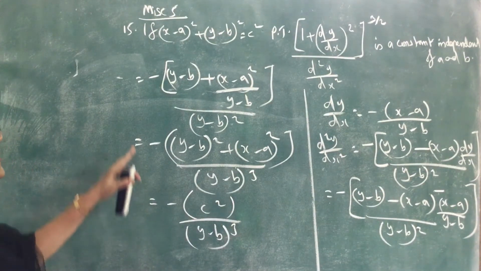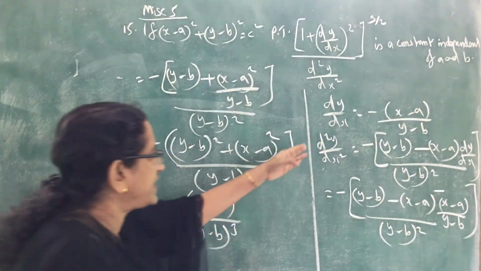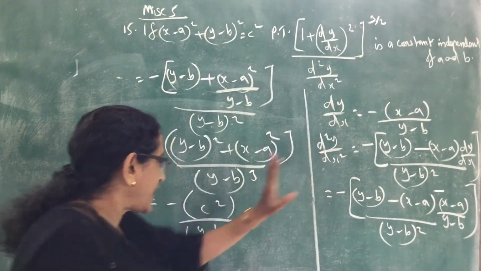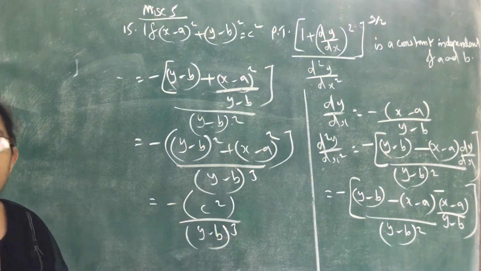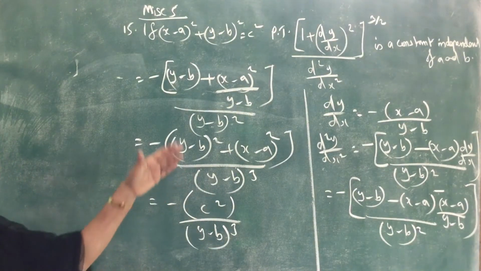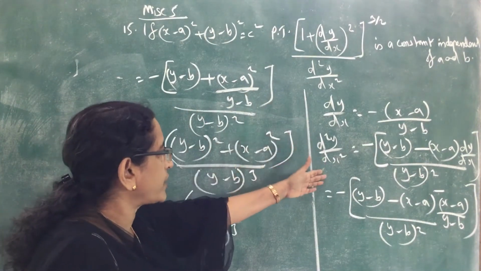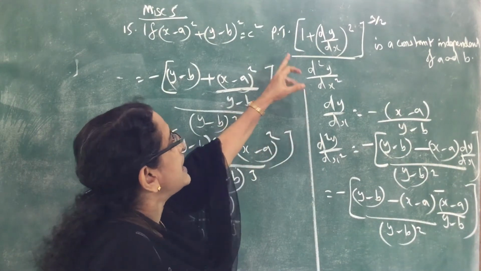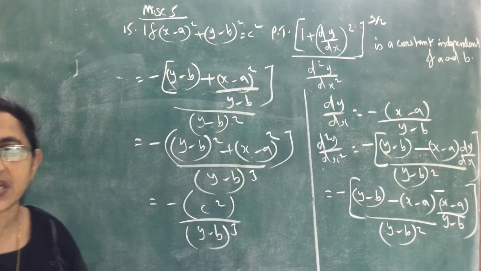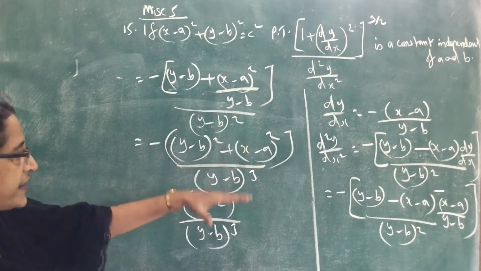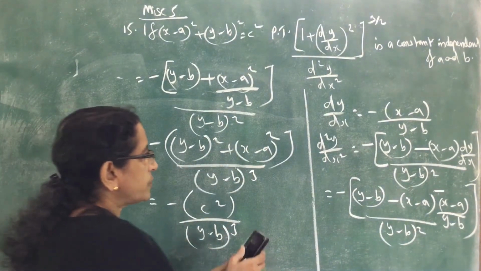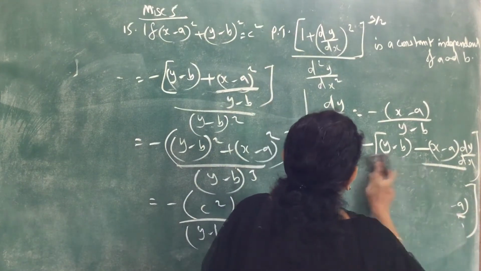So that is d square y by dx square. We are finding d square y by dx square, and we got minus c square by (y minus b) whole cube. Now we can substitute dy by dx and d square y by dx square in the given expression, and we'll prove that it is a constant. So for that we want dy by dx and d square y by dx square, so we will substitute that.